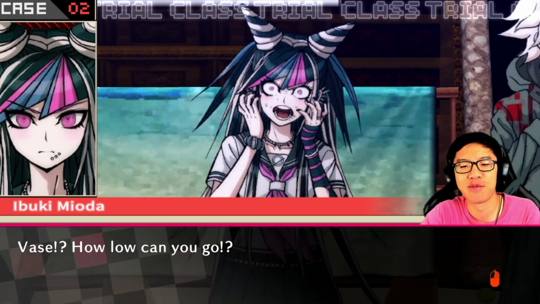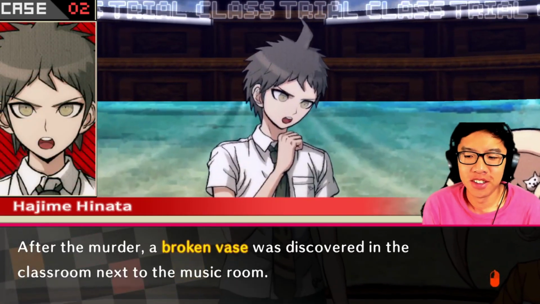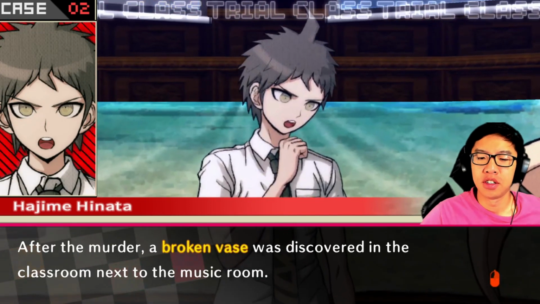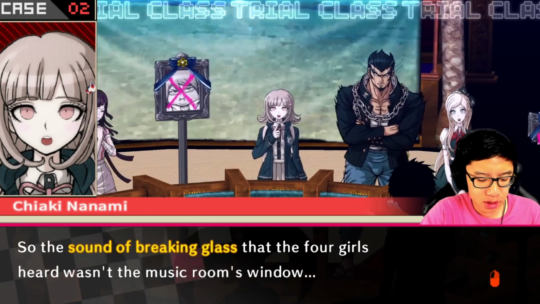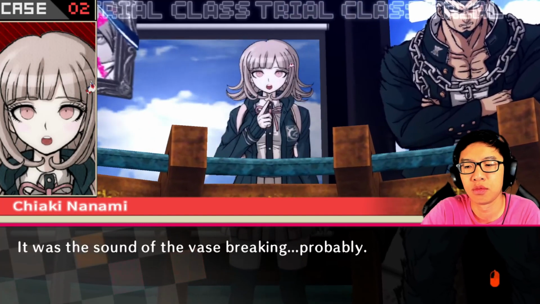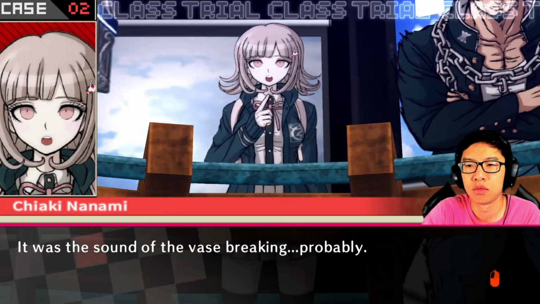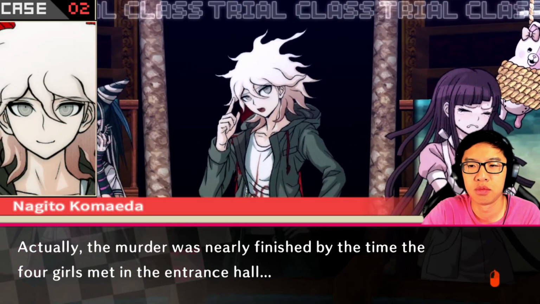I played the game. After the murder, a broken vase was discovered in the classroom next to the music room. So the sound of breaking glass that the 4 girls heard wasn't the music room's window. It was the sound of the vase breaking. Probably. Actually, the murder was nearly finished by the time the 4 girls met in the entrance hall.